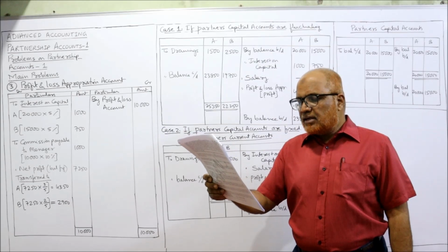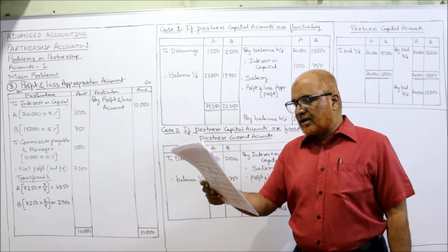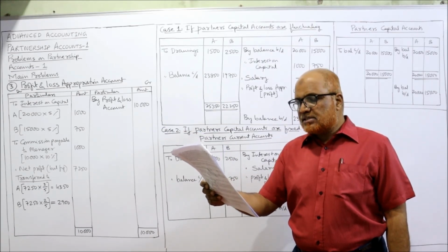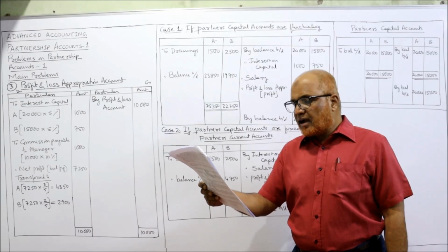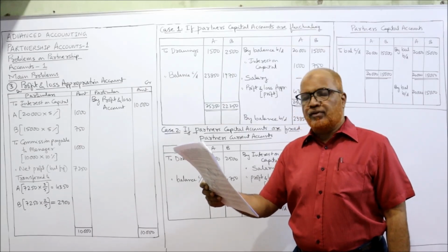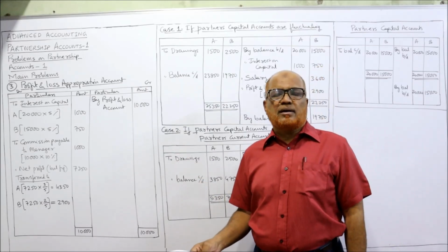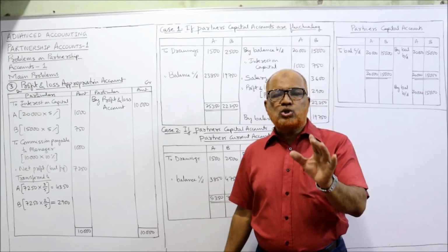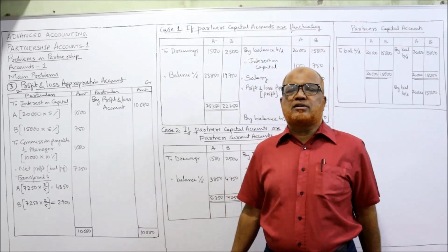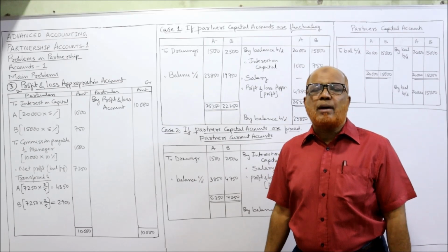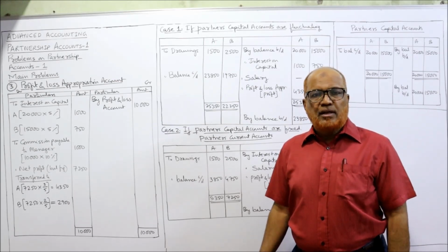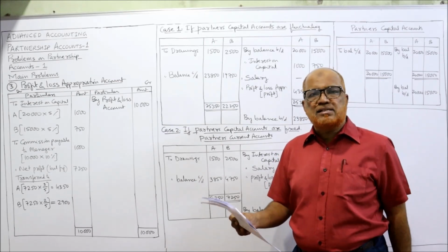Now, show the partners' accounts where capitals are fluctuating and where the capitals are fixed, and the account showing the allocation of profit. So, three things are asked. First of all, an account showing allocation of profit. This is nothing but the profit and loss appropriation account. Then after that, two different cases are there.